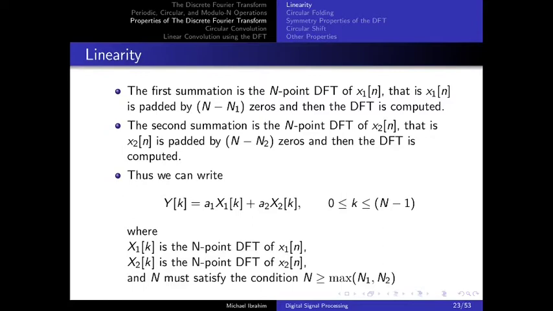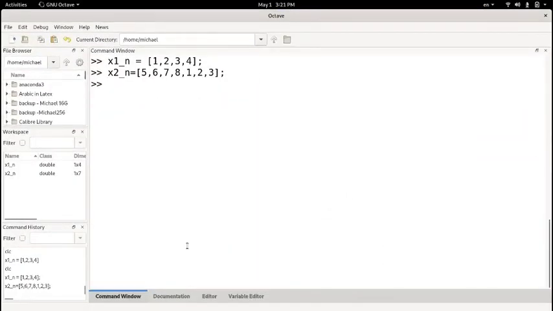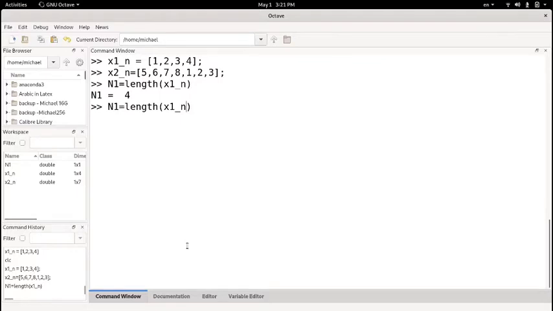In order to better understand this property, let's move to Octave over here, and we have defined the sequence x1 of n equal to 1, 2, 3, 4, the length of which is 4, and the sequence x2 of n, the length of which is 7. So n1 is equal to length of x1n, which is 4, and n2 is equal to the length of x2n, which is 7. So clearly they have different lengths.